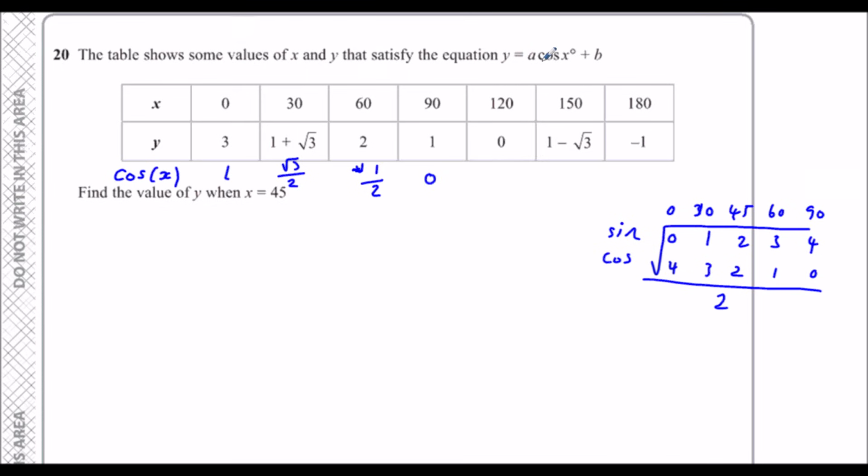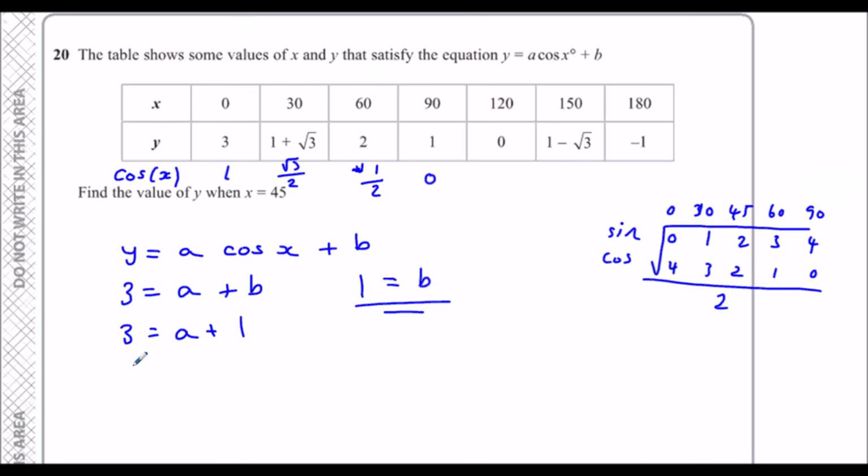So y equals a cos x plus b. And if we take our first point, so when y is 3, cos x is 1, so 3 is a times 1, which is a plus b. And if we take, well, let's use 90, that's a nice number. So when y is 1, we've got a times cos x, which is a times 0, so that's 0, plus b. That'll give us b as 1. So if we know b is 1, we can substitute that into here. 3 equals a plus 1, so a must be 2.